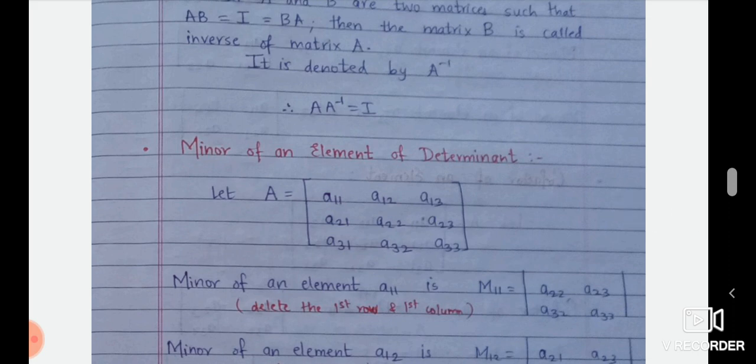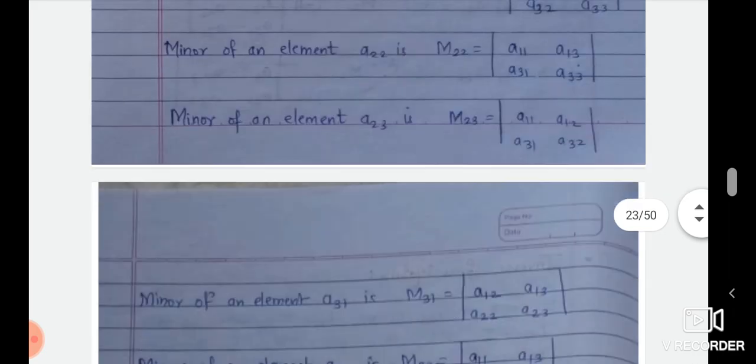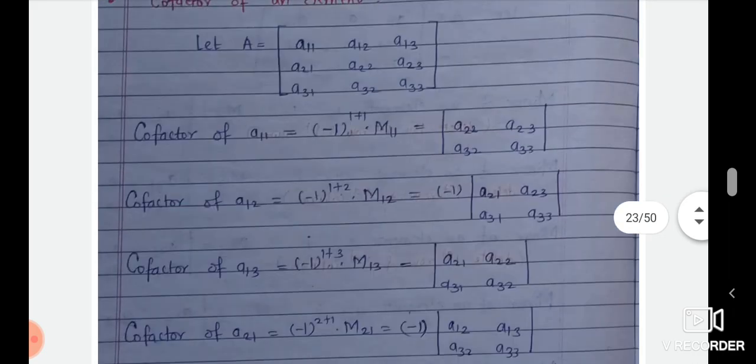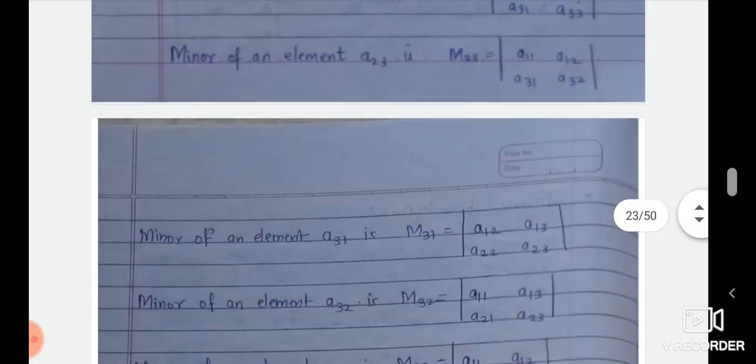Now there is one method to find the inverse of the matrix. That is, we are going to use the adjoint method to find the inverse of the matrix. So to find the adjoint of a matrix, we need to know a few things. First, we need to know how to find the minors of the elements of a determinant. Then we are going to see how to find the cofactor. And then finally we'll see the adjoint of a matrix.